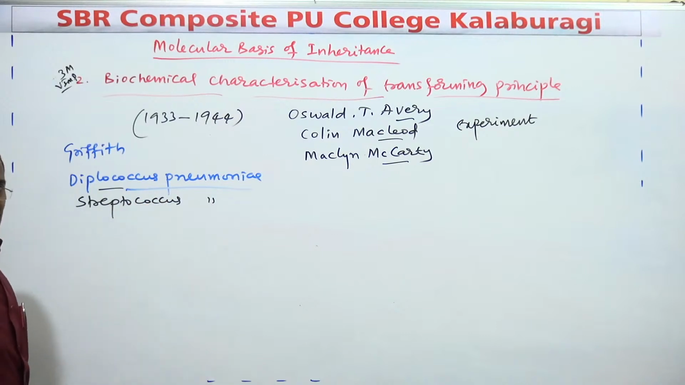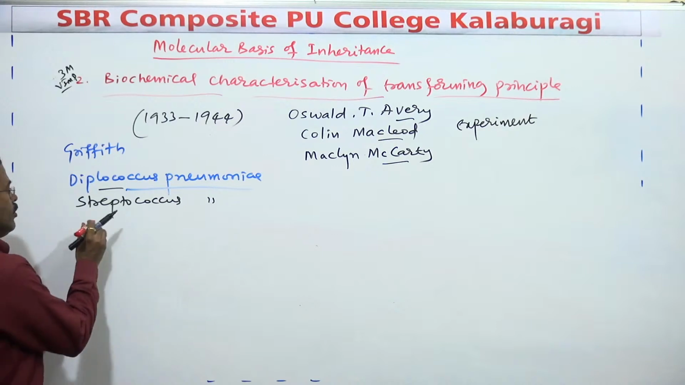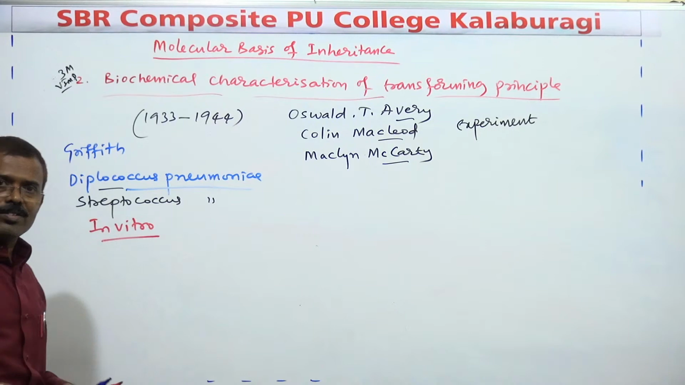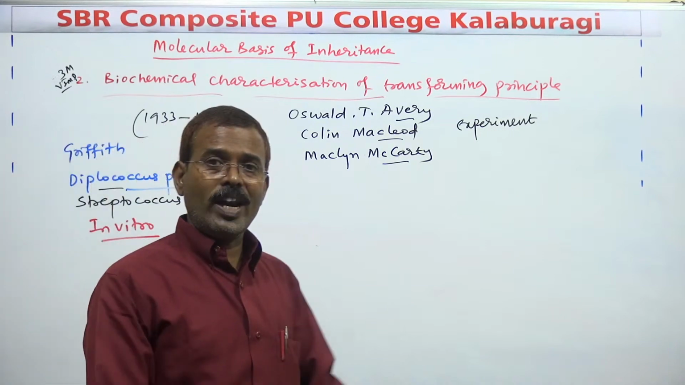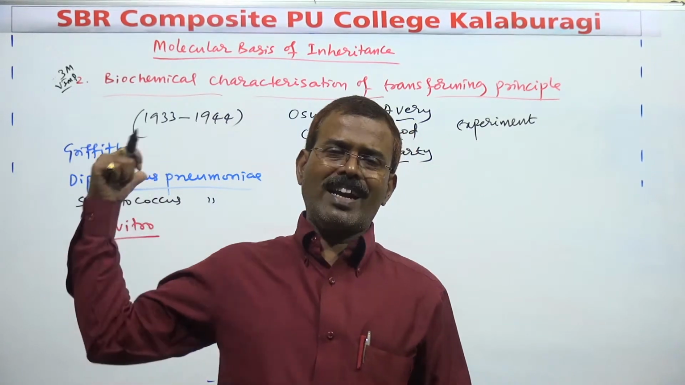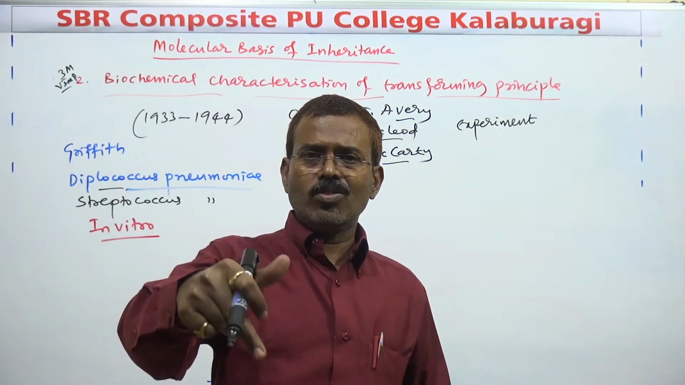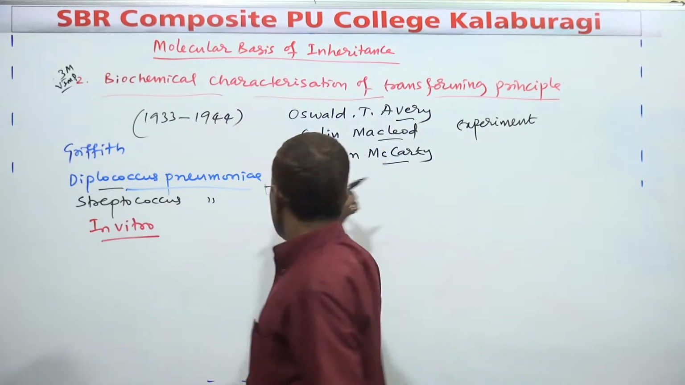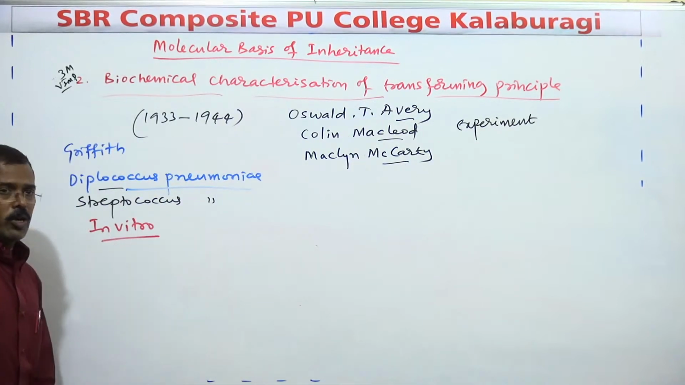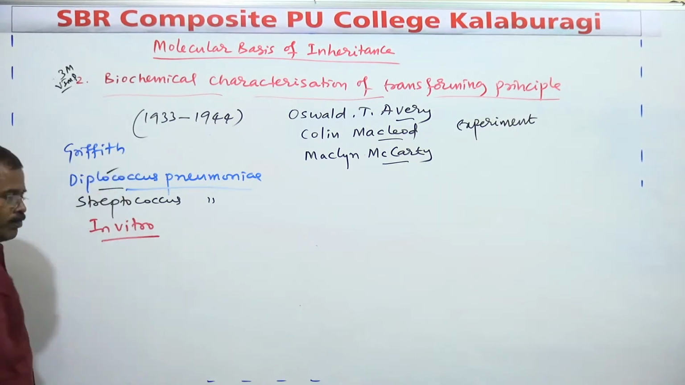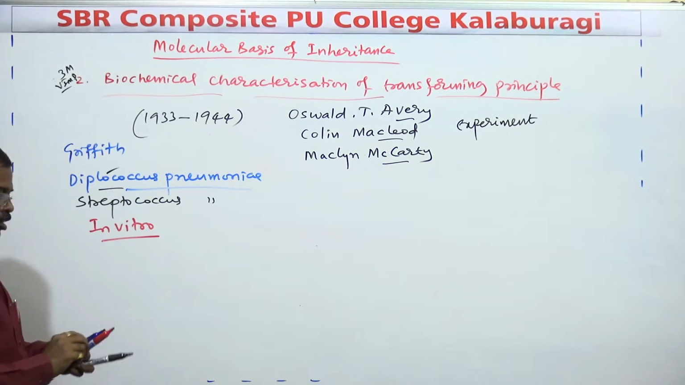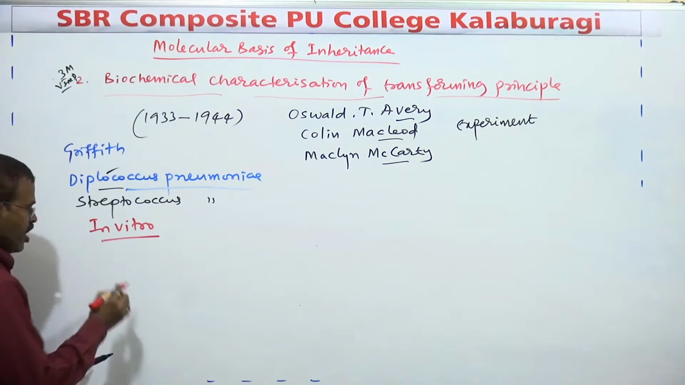The difference here is that they conducted an in vitro experiment, whereas Griffith conducted an in vivo experiment using this bacterium on mice. Avery, MacLeod, and McCarty conducted an in vitro experiment on this bacterium. They too carried out research work on the strains. What are those strains?